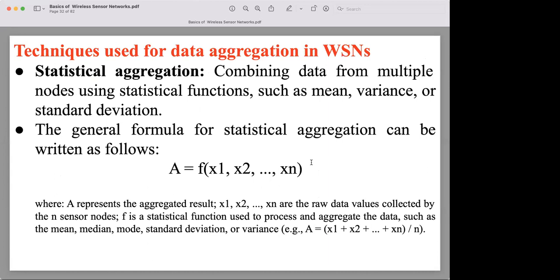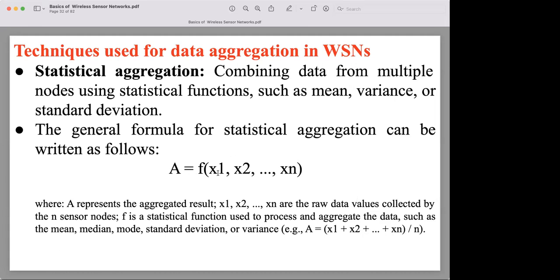One is statistical aggregation. Whatever the data is from the neighbor sensors, they combine the data from multiple nodes using some statistical functions, fixed mathematical functions such as the mean, variance, standard deviation. And you can use the result of the mean as the final aggregated data. So if there are multiple data, someone says, okay, I can use the mean, mode, or standard deviation, or the average. So take all the data, divide by the number of nodes. So this is the mean.